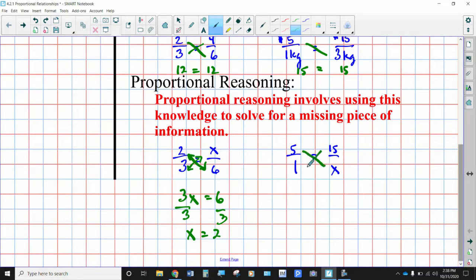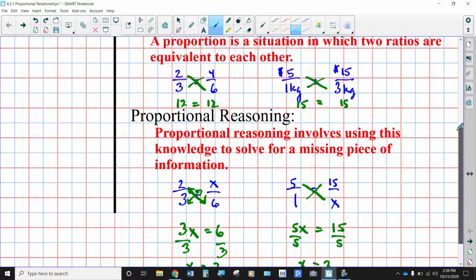I will cross multiply, and this says 5x, right? 5 times x will be equal to 1 times 15. And now what number do you multiply times 5 to give you 15 for an answer? Well, we can use our algebraic reasoning now to say that x has to be equal to 3, which gives us the same number that we had on the bottom here.